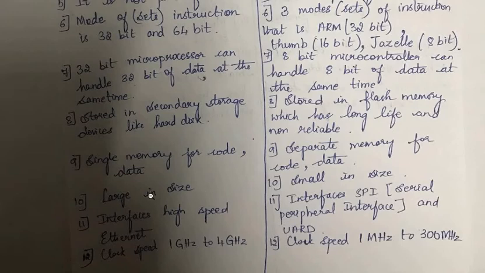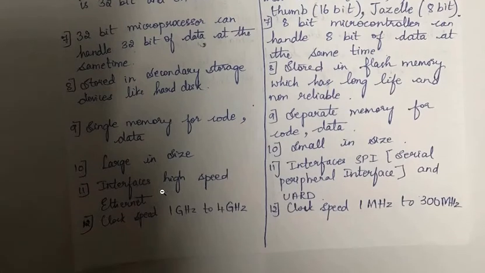Microprocessor is large in size. Why? Because all the components like RAM, ROM, input output devices are externally connected and it will be huge. So it is larger in size, whereas in microcontroller everything is inside one single chip, therefore the size will be smaller. Here in microprocessor the interface is high speed Ethernet, whereas in microcontroller the interfaces are SPI, serial peripheral interface, and UART. So that is how we do the interfacing.